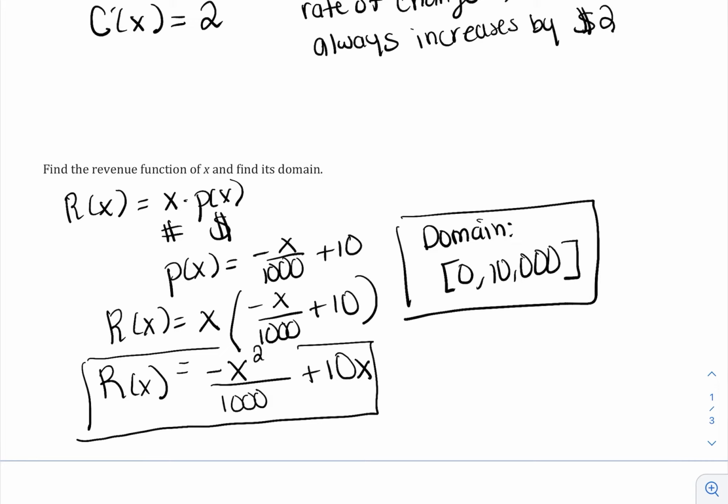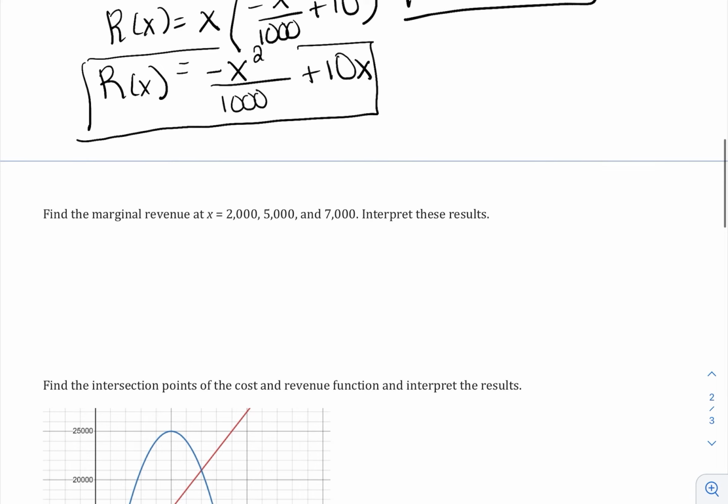All right, next part. Find the marginal revenue at x equals 2,000, 5,000, and 7,000. Okay, so the key word here is that we want to find marginal revenue. We have the revenue function, so it's very easy for us to find marginal revenue. We just need to take the derivative of the revenue function.